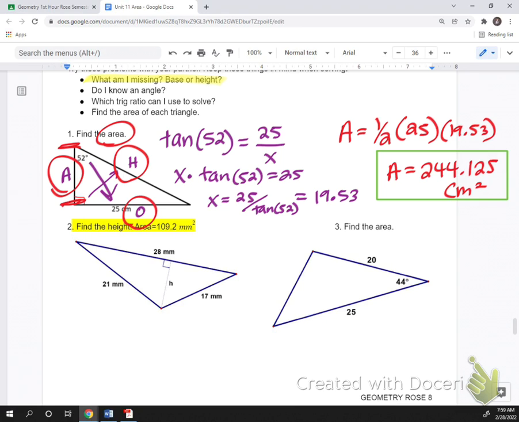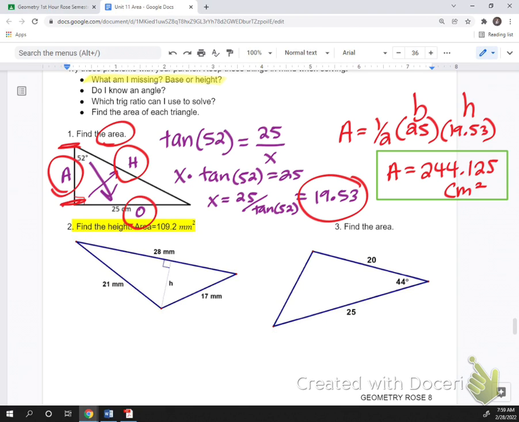Are we cool with that step? What's missing so that I can actually find the area? Then I do some right triangle trig. I got about 19.53. Now that I have the height and I have the base, I can plug it into my area formula. Make sure you label it with the units squared, and the base was labeled in centimeters. What other questions do we have?